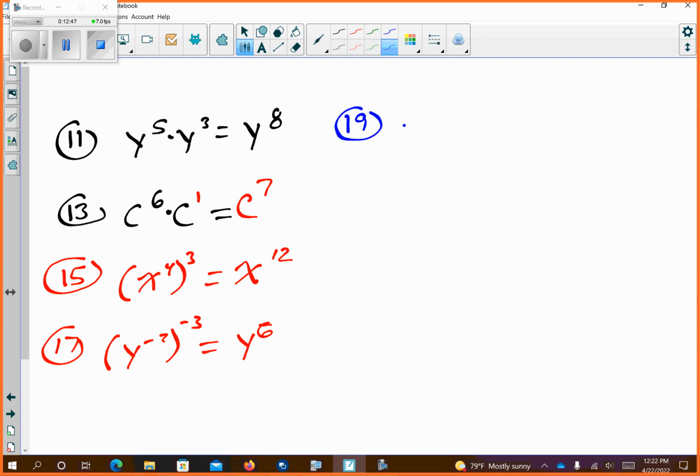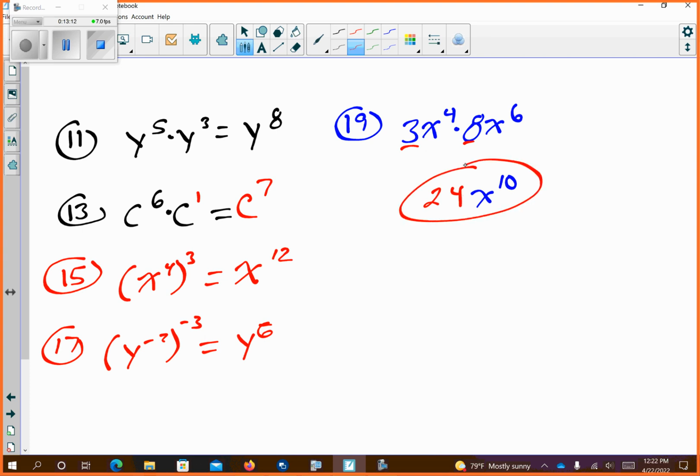Number 19, I have 3x to the 4th times 8x to the 6th. Okay, so this one looks a little different. So let's kind of think a little bit about this. I know that I'm going to wind up with x to the 10th. Are you good so far? Friends, what do you think we should do with the 3 and the 8 now? Multiply that. Yeah, 3 times 8 is? 24. 24x to the 10th is our answer. Feeling okay about this so far? 24x to the 10th, yeah.